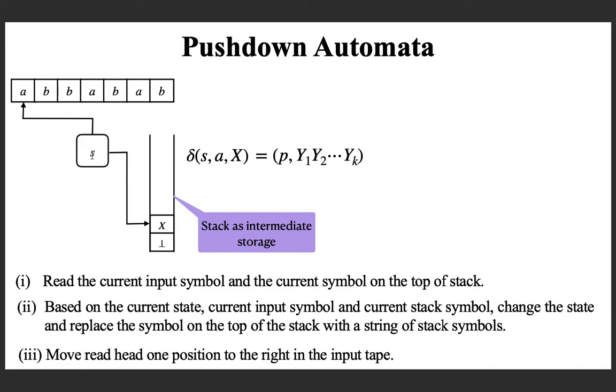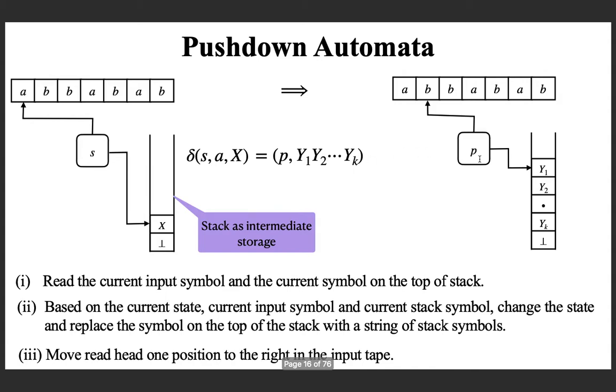You are in state small s, and the input symbol is small a, and the top of stack symbol is capital X, that is SAX. From the state S, you are reading the input symbol small a, and you have capital X as the top of the stack symbol. Then what you do? You change the state of the automaton from small s to small p, and you replace the top of the stack symbol with a string of stack symbols y1, y2, etc., yk. This is what we are going to get.